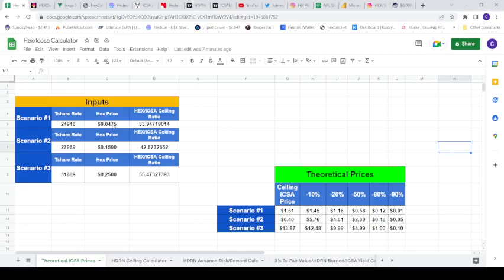Today I'm going to be playing with this calculator that Crypto Sloth made a little bit more. I'm going to do some more accurate scenarios for what the T-share rates will be and also the hex prices will be, and then it'll spit out a more accurate Icosa price for us.